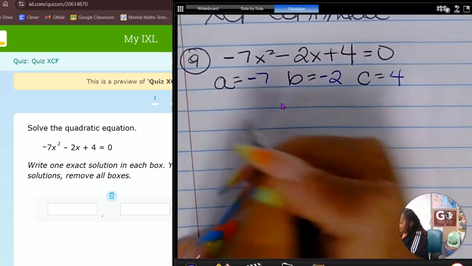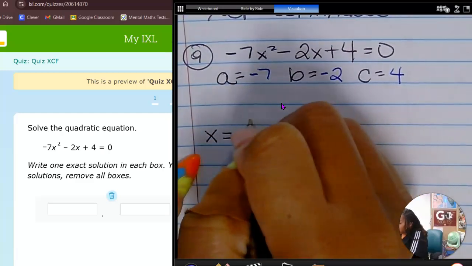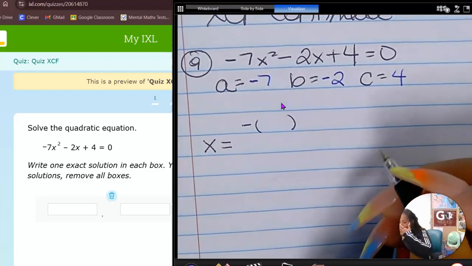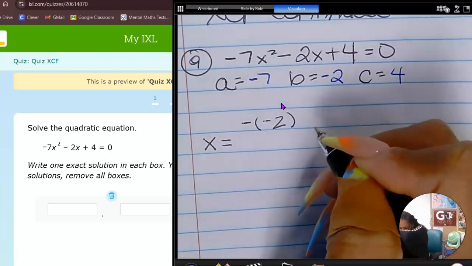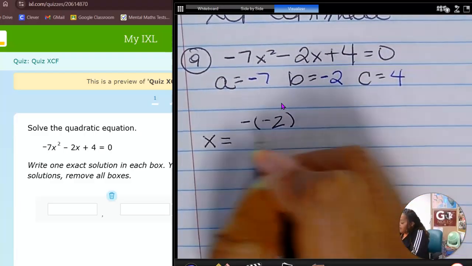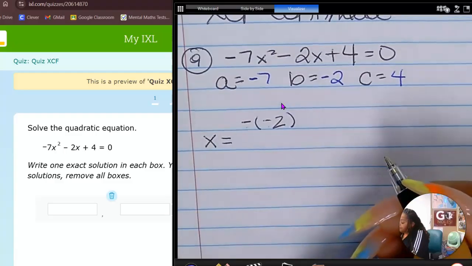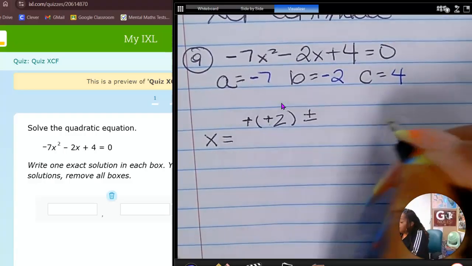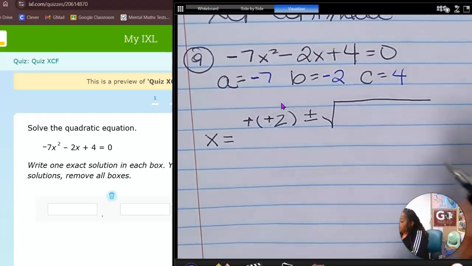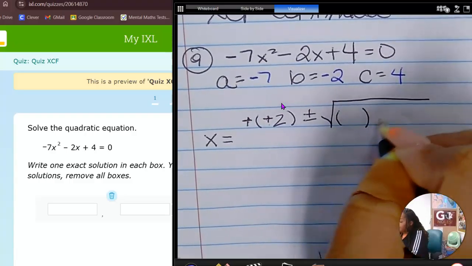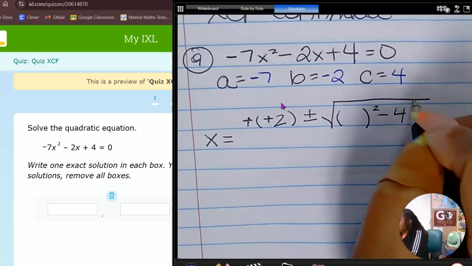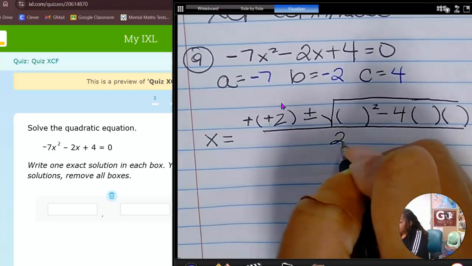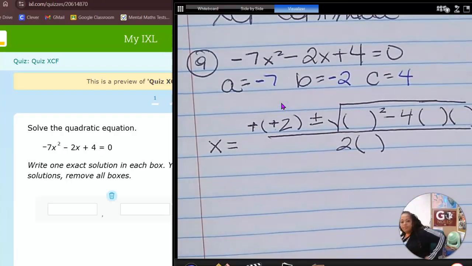And let's put the pieces together. So we have x equals the opposite of b. What's b? 2. The opposite of negative 2 becomes, so make your double negatives a double positive. Then we'll say plus or minus the square root of b squared minus 4 times a times c, all divided by 2 times a. So let's finish plugging in.